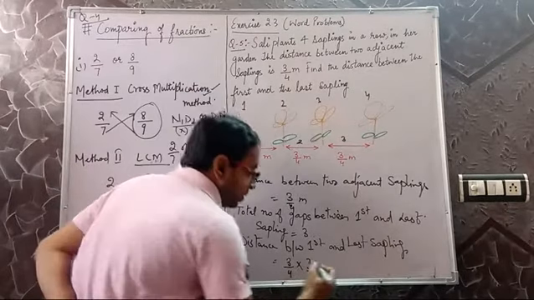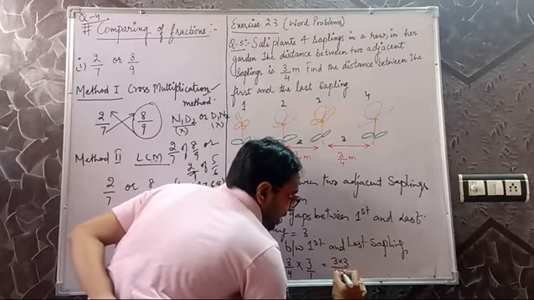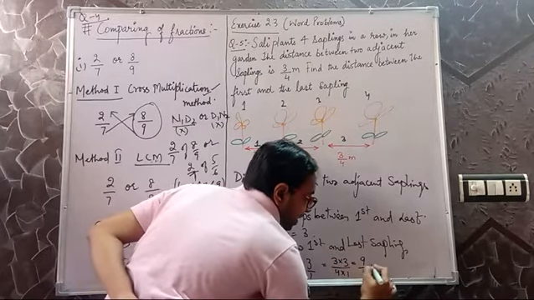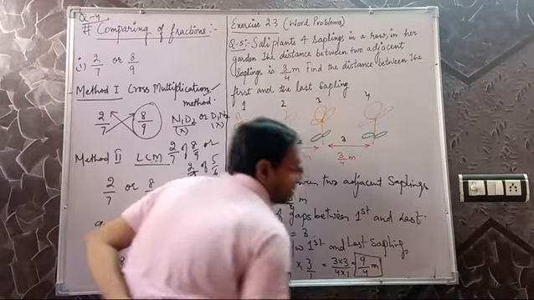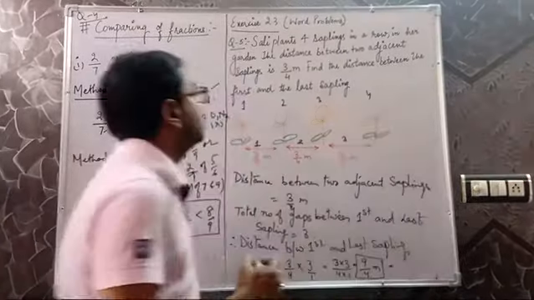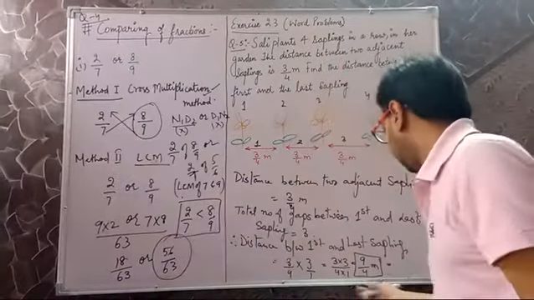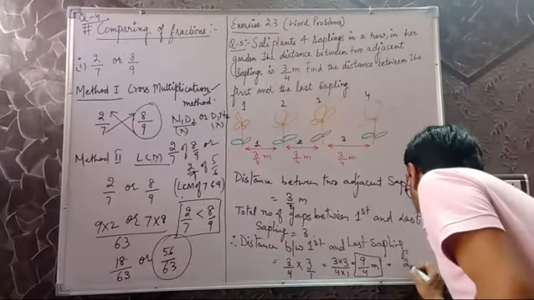Type 1, do you remember? We will multiply the numerator first and then the denominator. 9 by 4 meter is the answer. If you want to convert into a mixed fraction, you can convert. That's not a problem. You can convert if any of the terms is given as a mixed fraction. That's not even a problem.